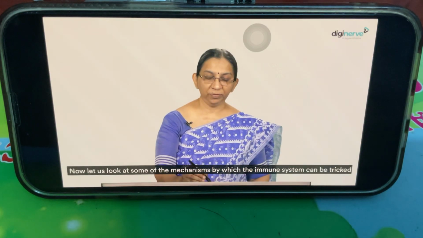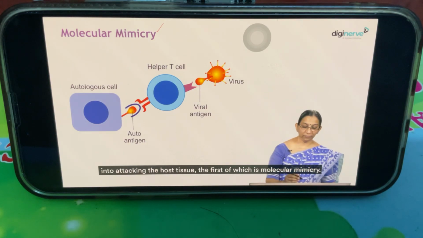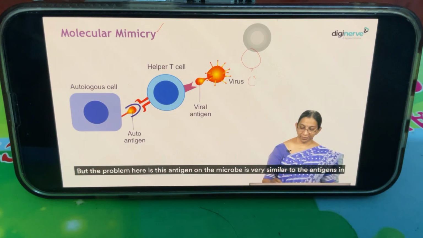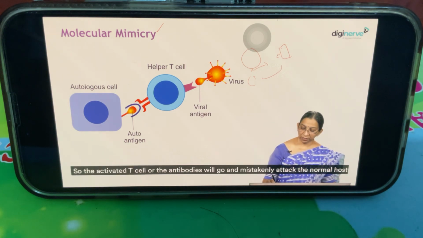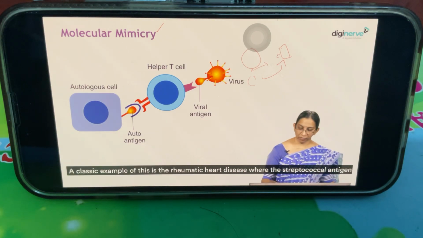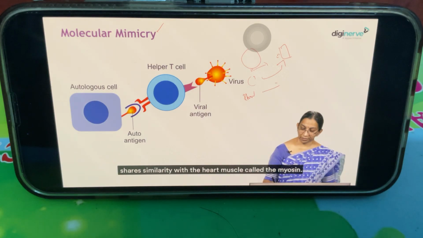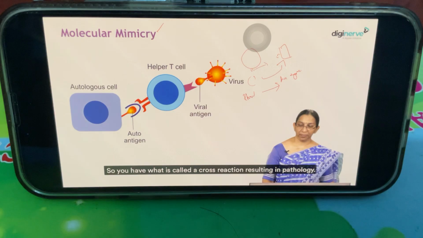Now let's look at some of the mechanisms by which the immune system can be tricked into attacking the host tissue. The first of which is molecular mimicry. So in this case, the invading microbe has an antigen which is presented to the T cell. But the problem here is this antigen on the microbe is very similar to the antigens in the host tissue. So the activated T cell or the antibodies will go and mistakenly attack the normal host tissue. A classic example of this is rheumatic heart disease, where the streptococcal antigen shares similarity with the heart muscle protein called myosin. So you have what is called a cross reaction resulting in pathology.